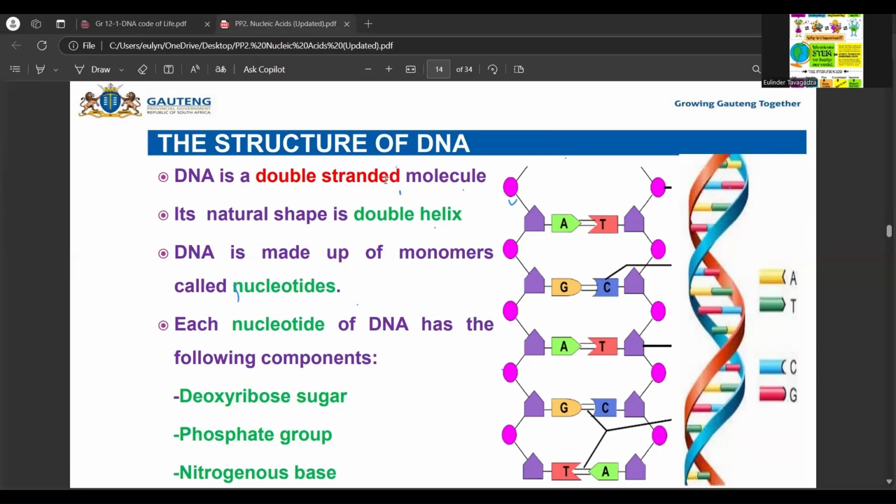DNA is a double-stranded molecule. Then its natural shape is double helix. Double helix, that's the structure. DNA, double-stranded molecule, its natural shape is double helix. Okay, right. Then it is made up of monomers called nucleotides, right? We're not talking about the monomers, we are talking about these nucleotides. They are made of monomers that are called nucleotides.